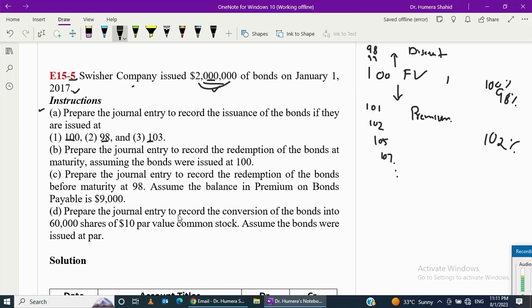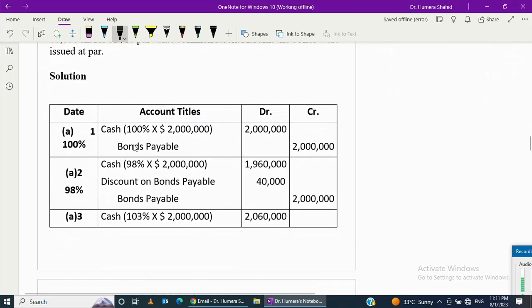Then we will solve the remaining requirements. So number one, issued at par. So when this is the case, cash gets debit, bonds payable gets credit 2 million, and 2 million is the par value. Point number B says 98, and I put the percentage here so that you know that it's percent.